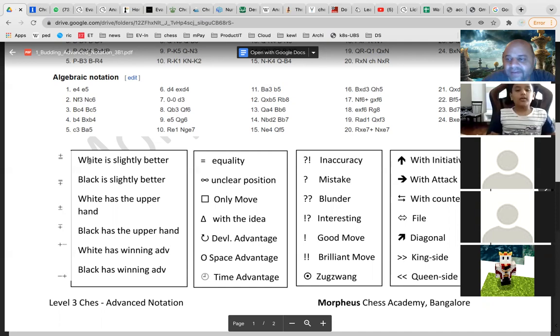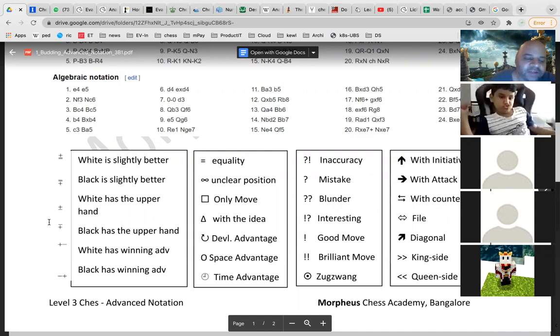Sir, in English notation, if we write all this, it will be 10 pages of analysis. That is why they don't write out why it is slightly better. They just put one symbol, plus equal, and then you know what it means. These symbols are there in both English and algebraic notation, but more so in algebraic notation.